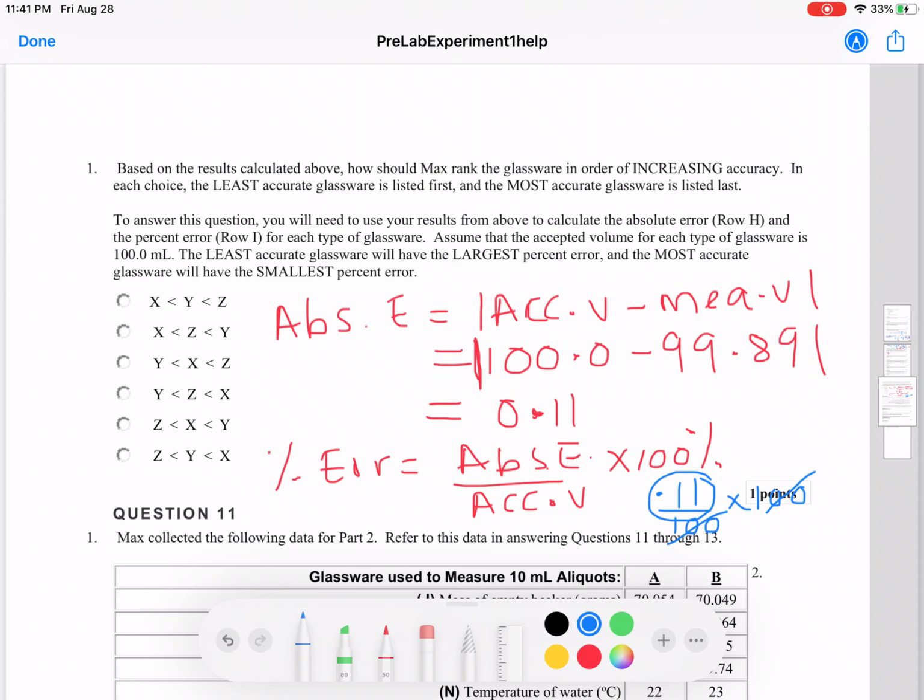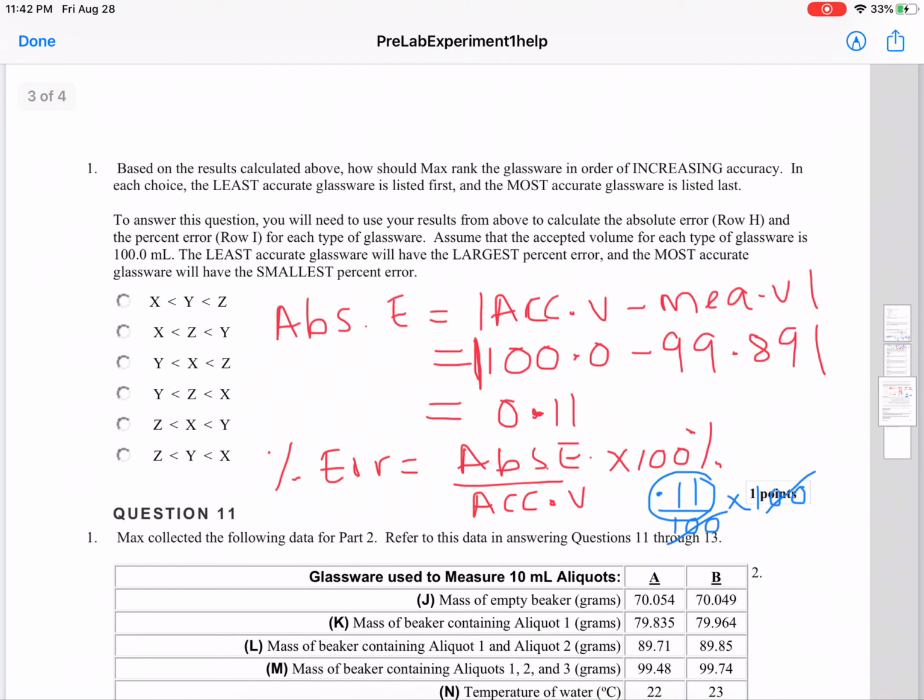Similarly, you're going to do the same calculation for the glassware Y and Z also. Then you will be able to rank which one is the most accurate and which one is the least accurate. The least accurate glassware is listed first, so you will be able to rank them accordingly after you get the percentages. Okay, I hope everybody got it. That's for the first part.